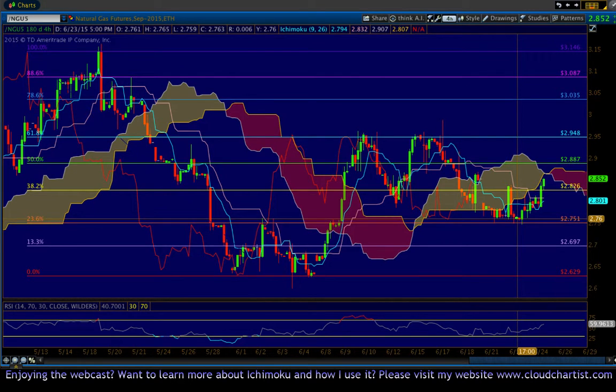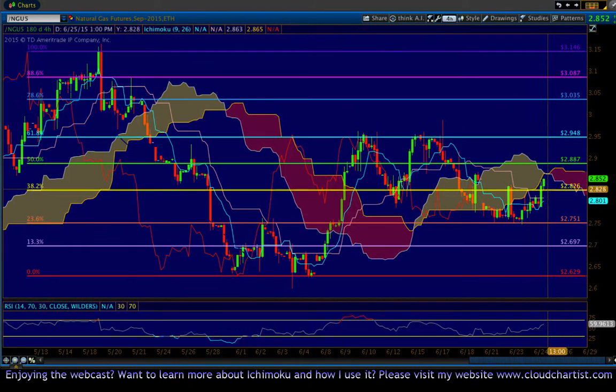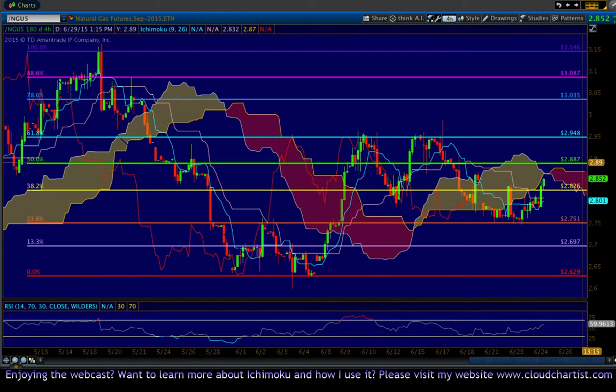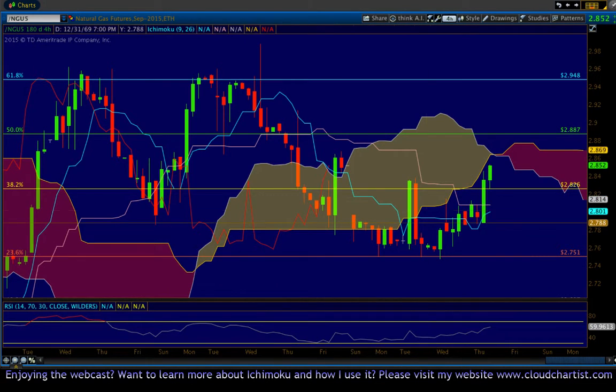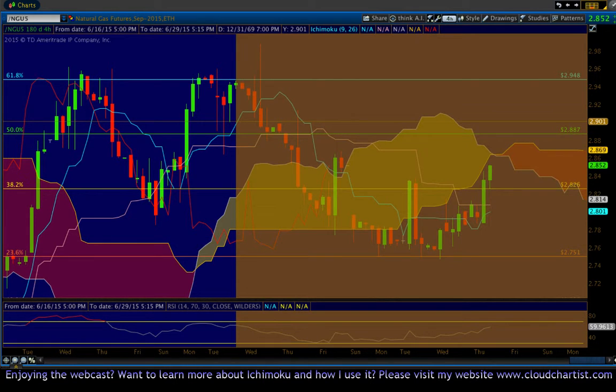And also coming into play, the 38.2 has been pretty significant. This last 4 hour candle bounced off it. And the 50% above at 288. So let's zoom in and see what I'm talking about with regards to the cloud twist that I teased you into showing up for.